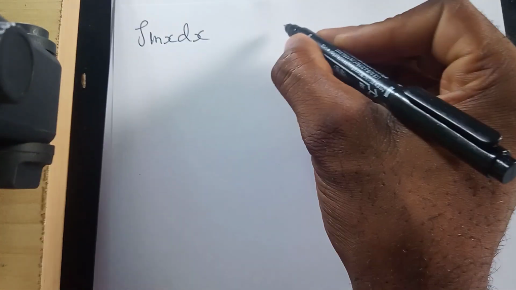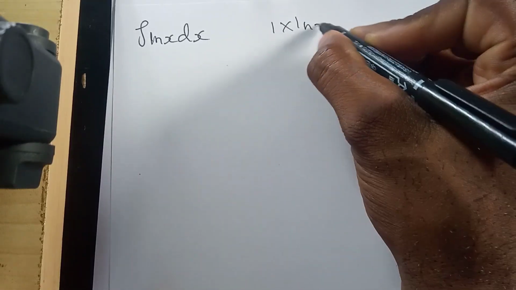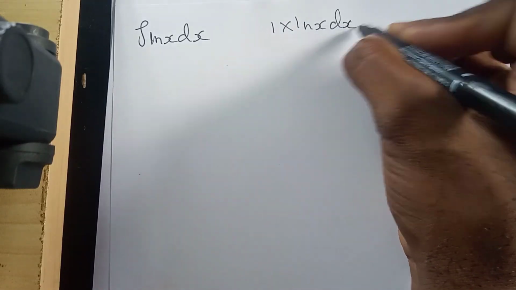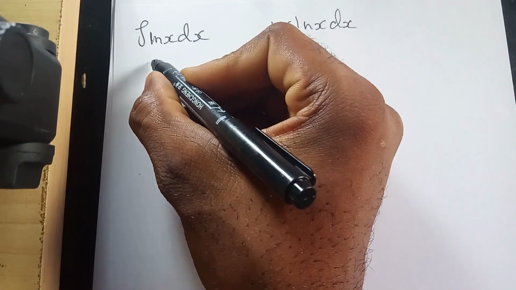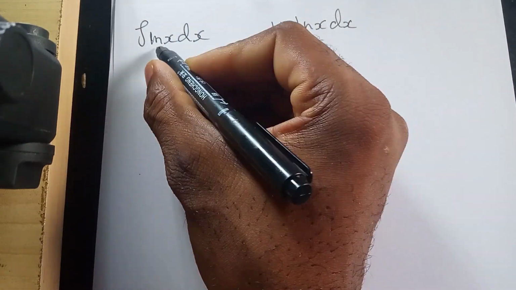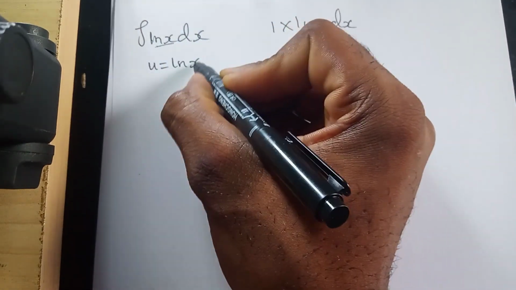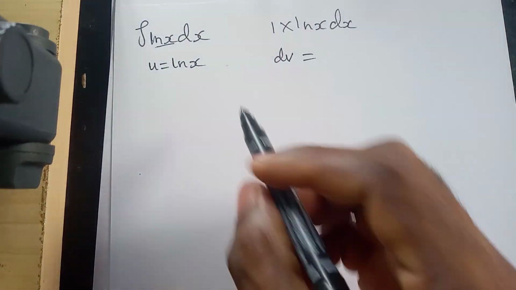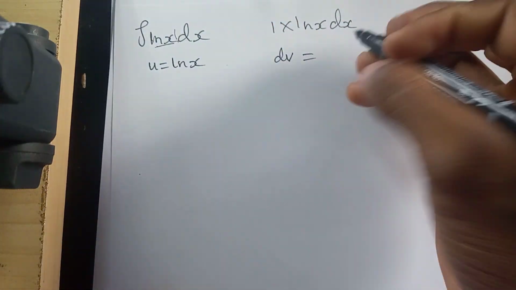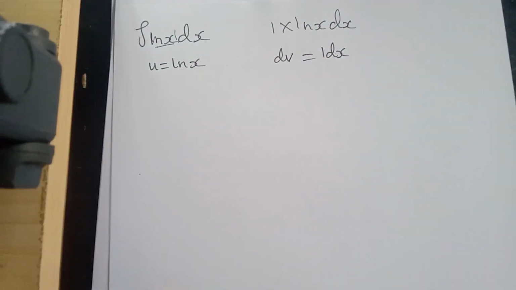So this is like a product of 1 and natural log x dx. In this case, you can just let your u be this thing here, ln x, and then your dv will automatically be 1 dx.